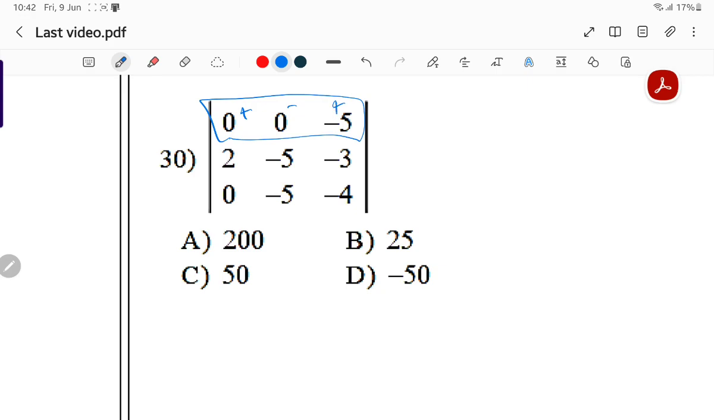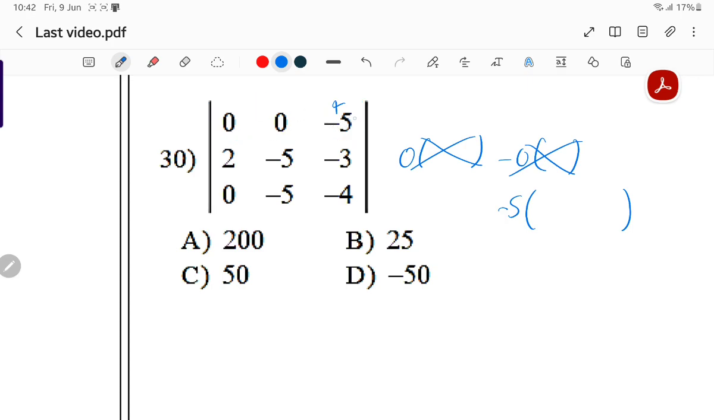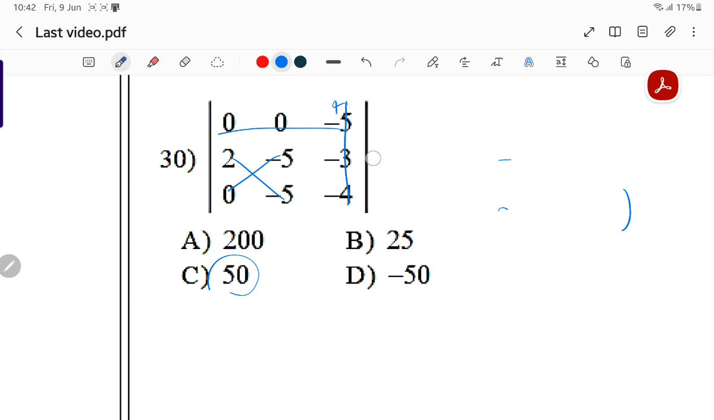Positive, negative, positive. 0 multiplied by anything is 0. So we have to work out only -5. Cross multiplication. 2 times -5, it's -10, minus 0. So -10 times -5, it's 50.